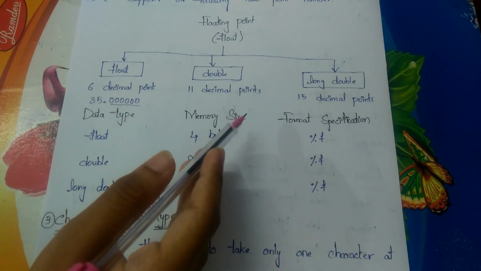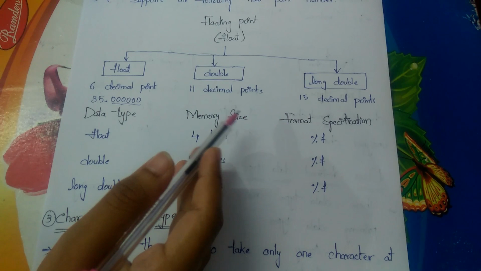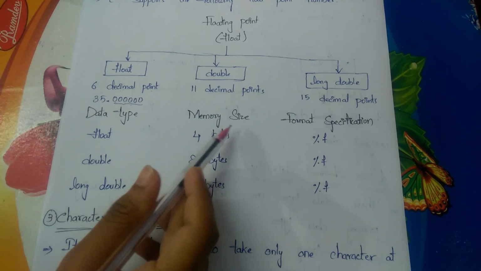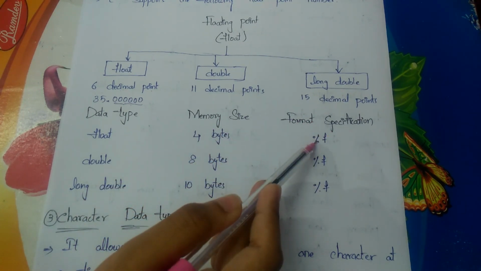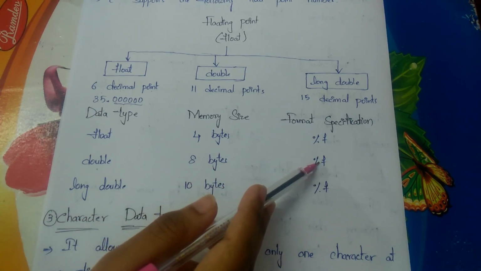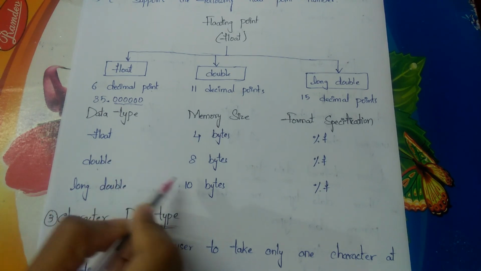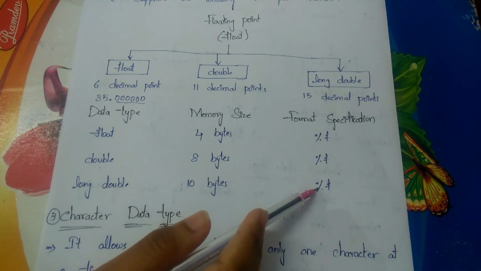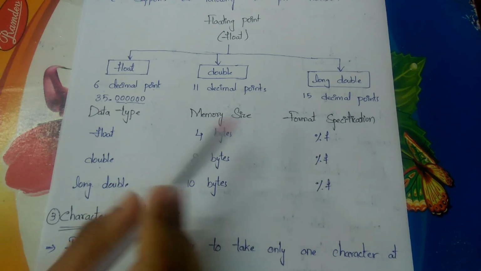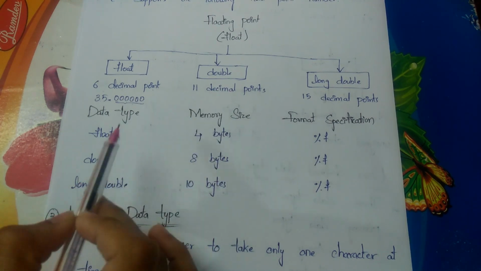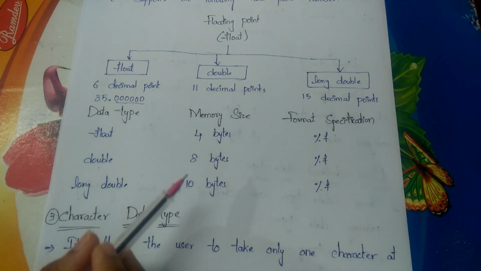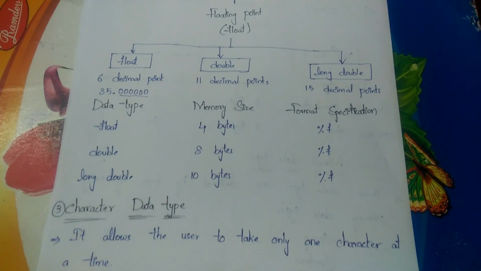So let's see how much memory each data type occupies. Float occupies 4 bytes of memory, and the format specification is %f. For double, it occupies 8 bytes, and the format specification is %lf. And for long double, it occupies 10 bytes, and the format specification is %Lf. For all these 3 types we use the percent f, but their use is different, and their memory size also increases as the decimal places increase. This is about the float data type.